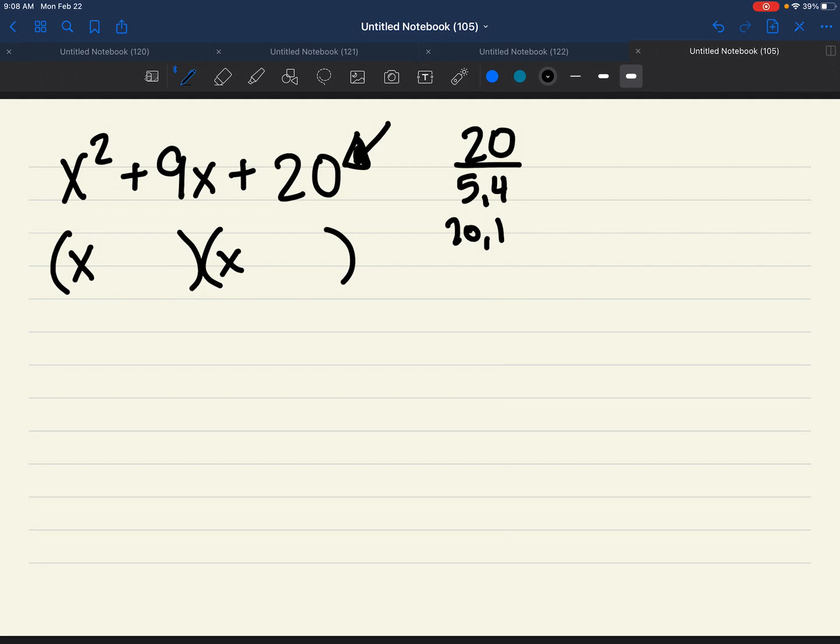5 times 10 is 20? 5, 4. Whew. 21. What else? There we go. Okay, so you're not going to have to do this every time. I'm just going to show you on the first couple so it makes it a little easier. So I'm looking for which 2 of these factors multiply to get 20 and add to get 9. Which ones, Cage? 5 and 4.